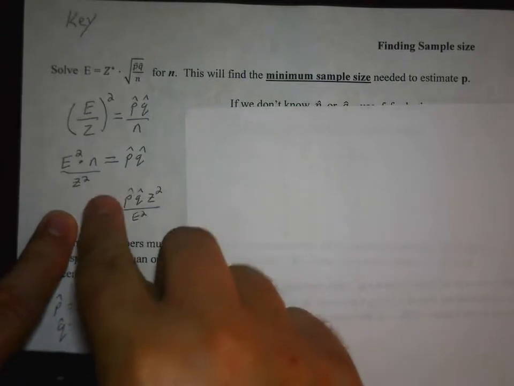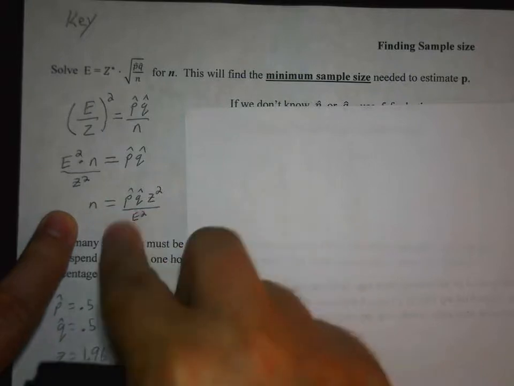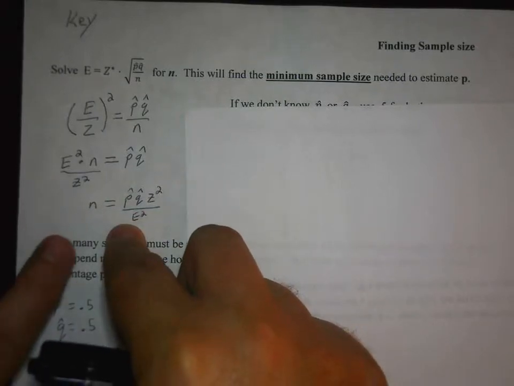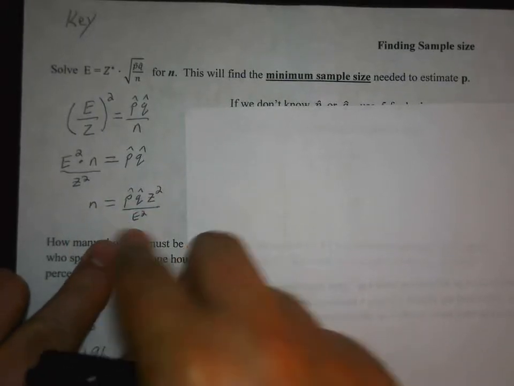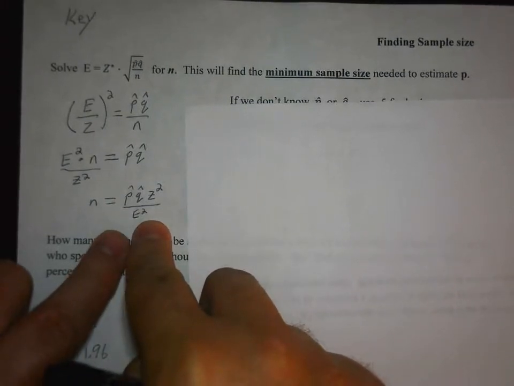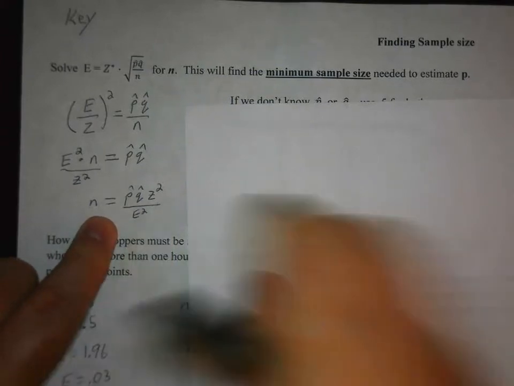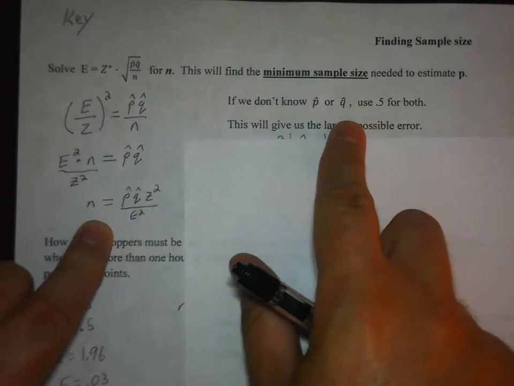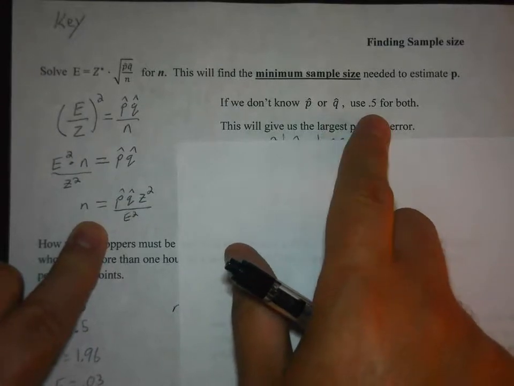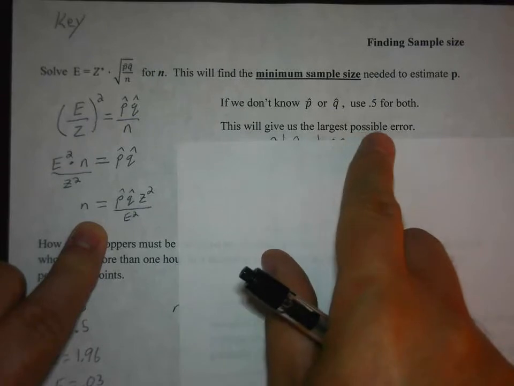Okay, and then if you multiply each side by Z squared, and then divide by E squared, this is what you get. Now I'm not going to go through every step of that in detail, other than saying that if you have a formula sheet or formula card you can use, you can write this on your formula card. Okay, now if we don't know P hat or Q hat, you use 0.5 for both. And that'll allow us the largest possible error.